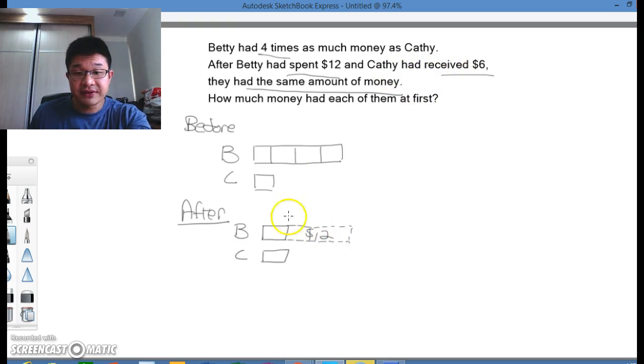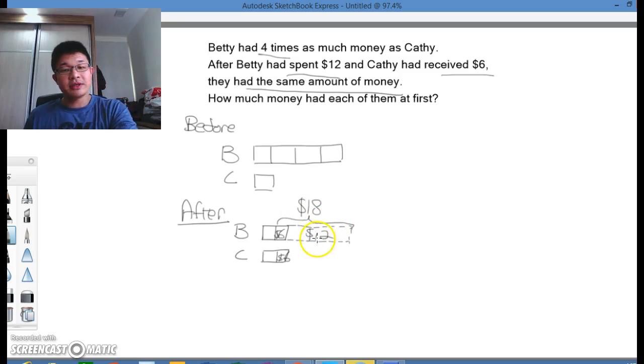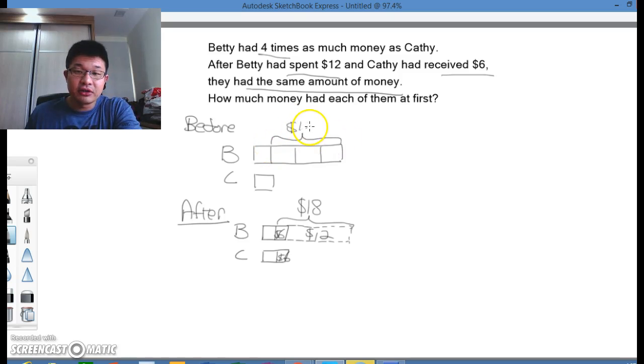Then, Kathy received $6. That means this part here that Kathy has actually has got $6 inside there. Hey, we have a $6 here. We also would have a $6 here. So this means that this part here, Betty had $18 more. Oh wait, let's compare this to this. Betty had $18 more than Kathy at the start, which means these 3 units would be $18.